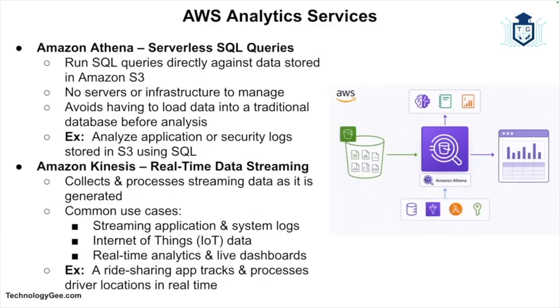All right, so let's go ahead and shift gears to analytics. This is where AWS shines when it comes to handling massive amounts of data. The first thing we're going to talk about is Amazon Athena. Basically, Athena lets you run SQL queries directly on data stored in Amazon S3, where you don't need any server or any infrastructure to interact with it. An example would be, you have logs stored in S3 and want to analyze them. Instead of loading them into a database, you just query them directly using SQL.